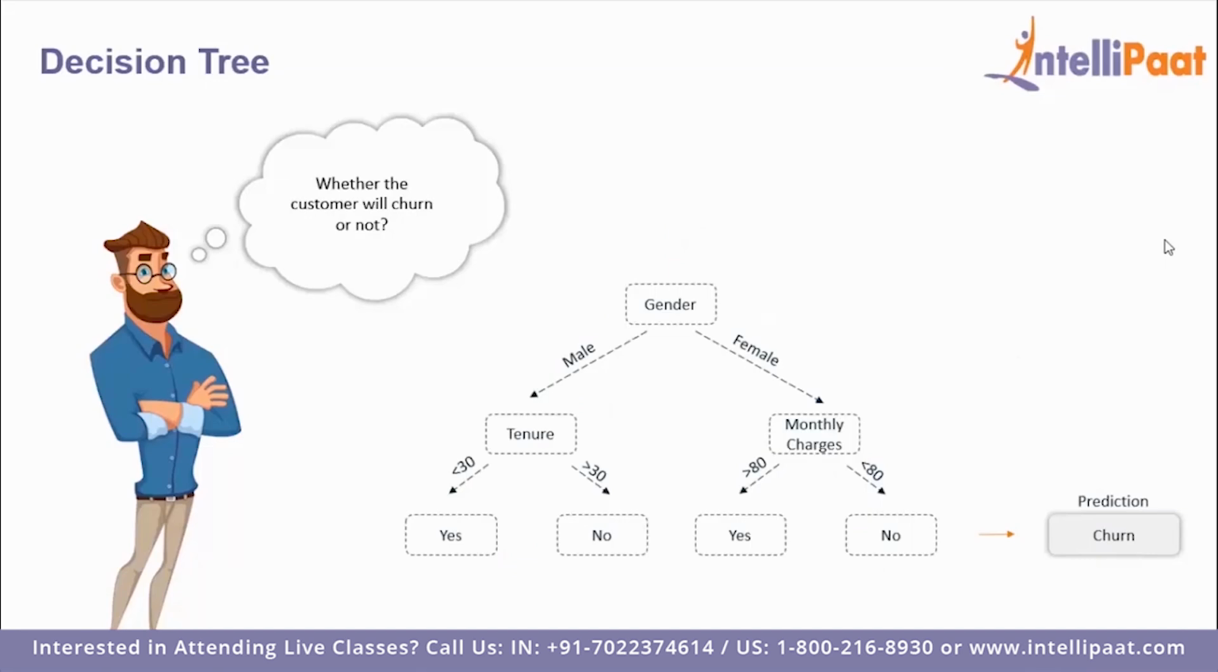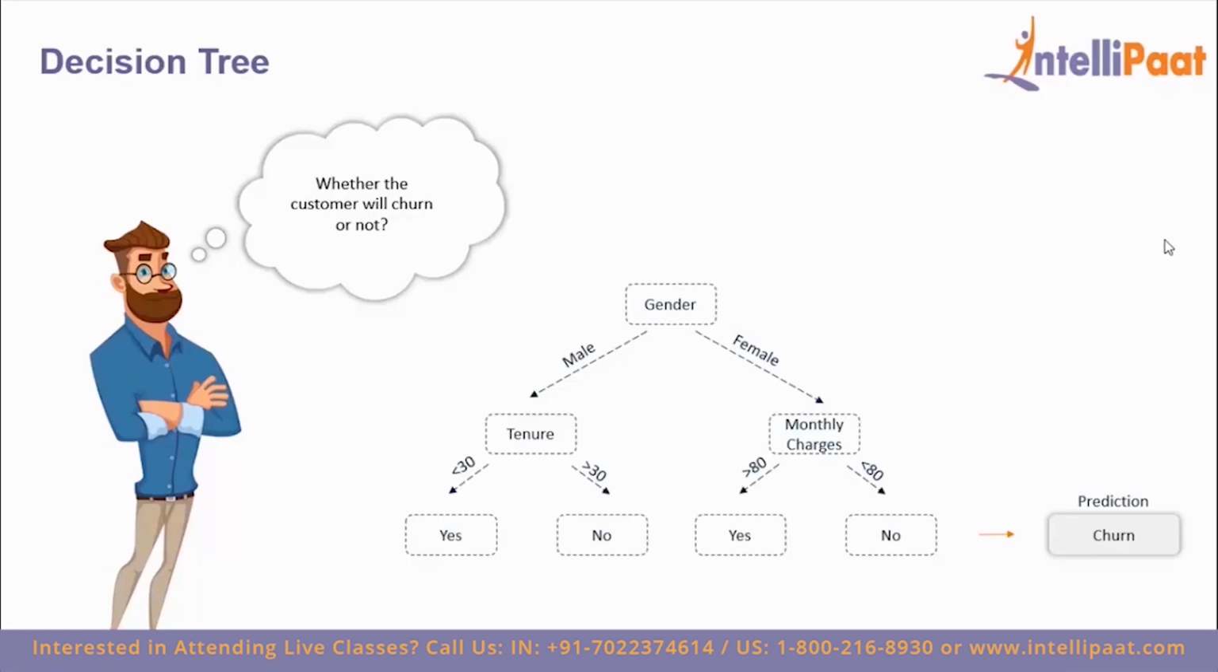Let's say you are the manager of a telecom company and you want to understand what are the factors which make a customer churn out. So you decide to build a decision tree. Now, this decision tree will give you a series of test conditions. Here the root node is gender. That is, the first condition would be decided by the gender column.